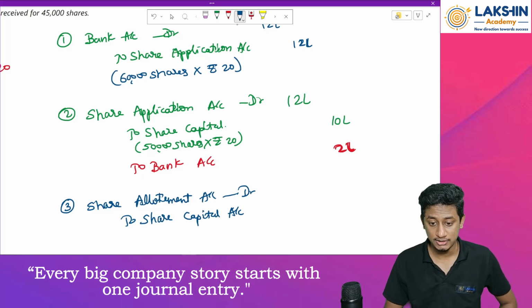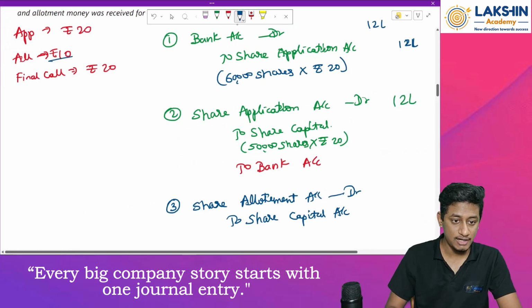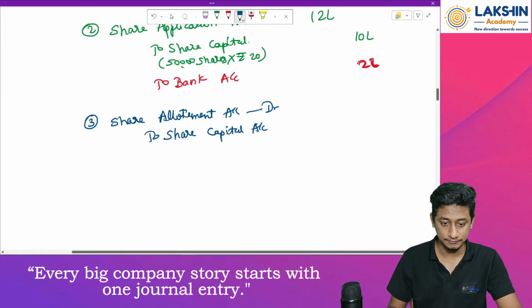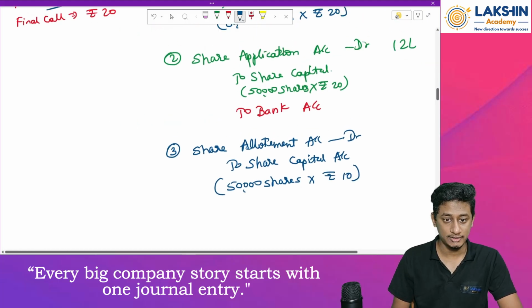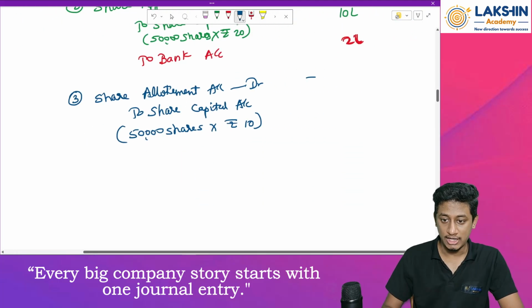How much is the value? 10 per share, right? So how much applications? 50,000 applications. 60,000 we have refunded 10,000. So the remaining shares we have is of 50,000 only, right? So into 10 rupees, that will be rupees 5 lakhs.